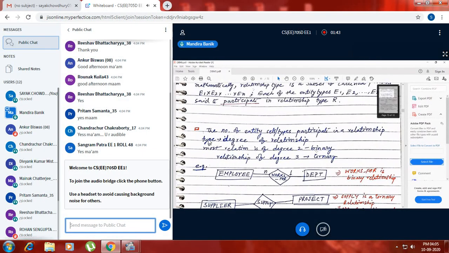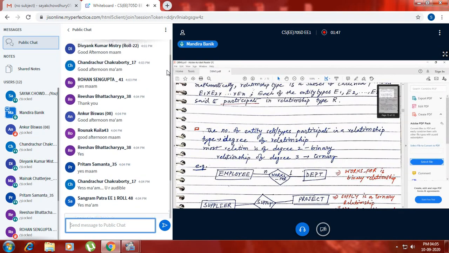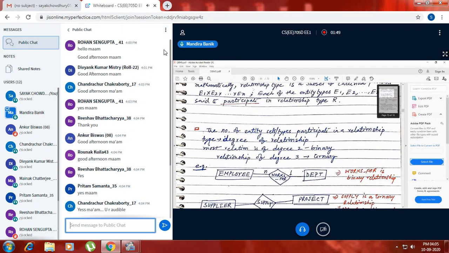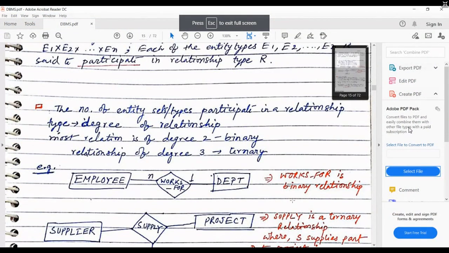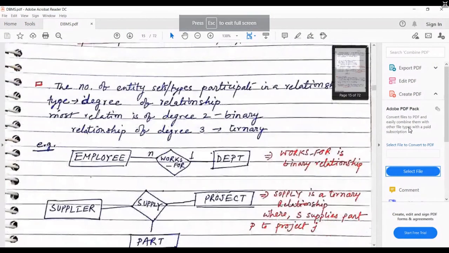Degree of relationships are there. One is binary relationship, another one is ternary relationship. Now binary relationship means the degree is 2, and ternary relationship means the degree of relationship is 3. So see the example where the degree of a relationship is 2. For example, employee works for department. So works for is a binary relationship.